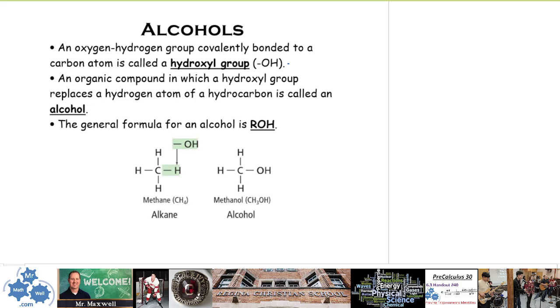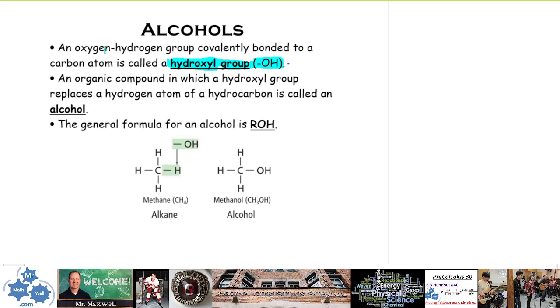So an oxygen-hydrogen group. This should be on the first page of the notes that I gave you. These notes got out of order a bit, so as long as you can find out where we're at. An oxygen-hydrogen group covalently bonded to a carbon atom is called a hydroxyl group. We talked about this last lesson. Hydroxyl group, and that's an OH like this, right? Just straight OH. It's not OH minus. You don't put a minus on there. There's no charge on the group there.